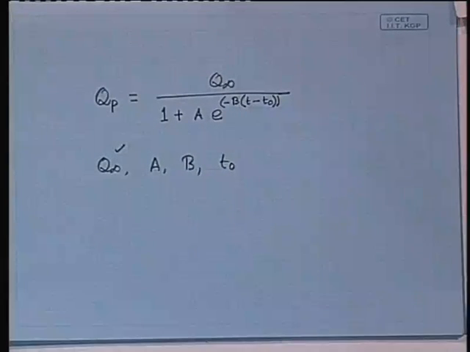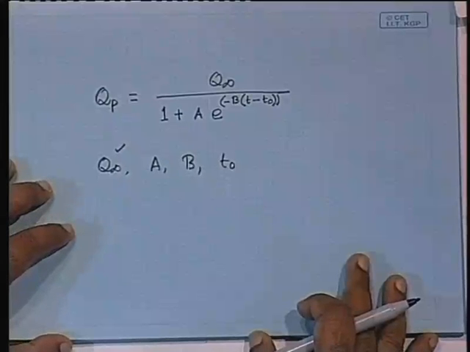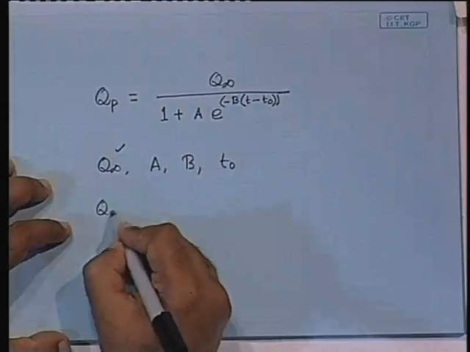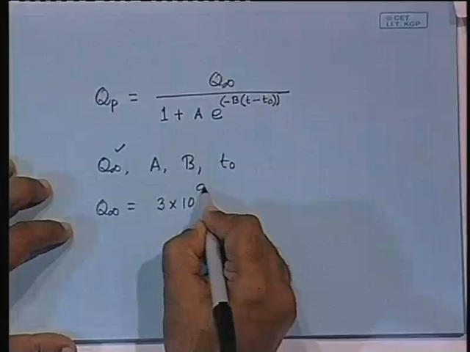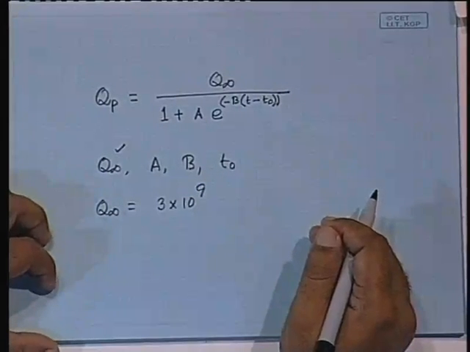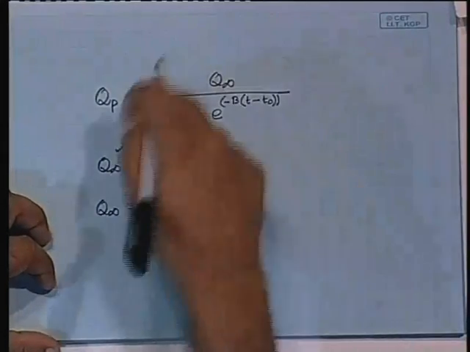So, take it as an assignment, that in this equation put the values. Q infinity is 3 into 10 to the power 9. These are generally done in terms of barrels. So, that will be in the unit of barrels, but here we are not putting units. Okay.